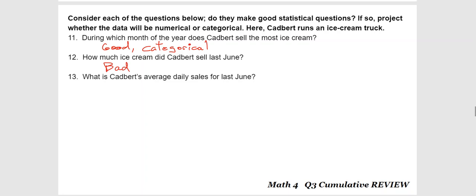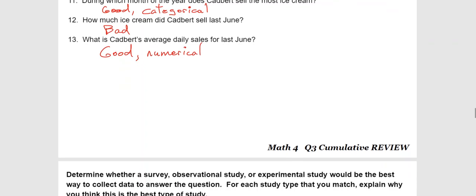Now, what is Cadbert's average daily sales for last June? That's a different story. That's forcing you to look at the numbers for each day and compute an average, and each day is going to have a different value. So that's a good statistical question. And if you're talking about average daily sales, that's not a category. Your sales one day are going to be $100 and the next day $120. Those are numerical answers. So that's the three responses that we're getting there.